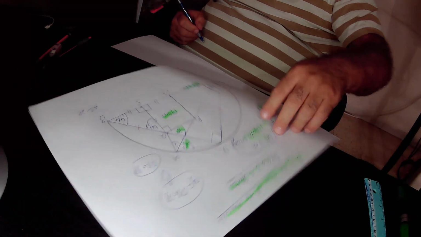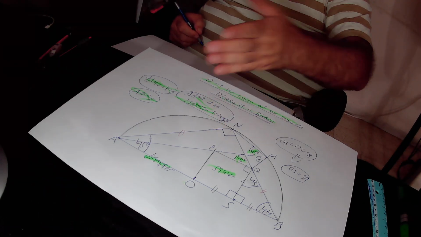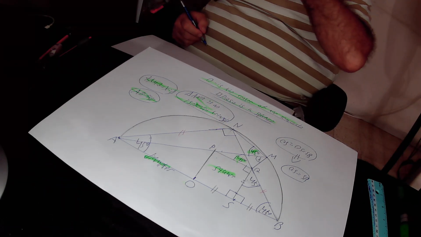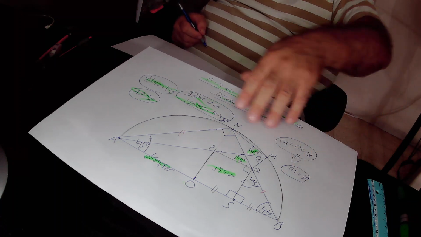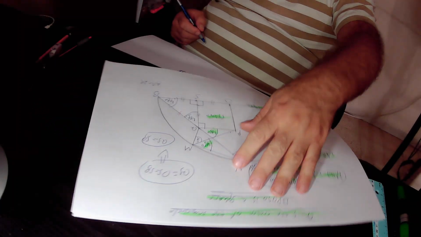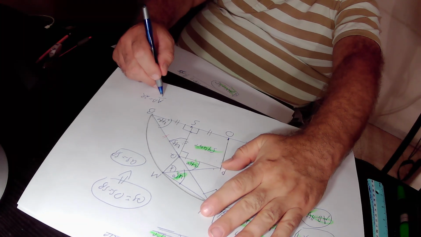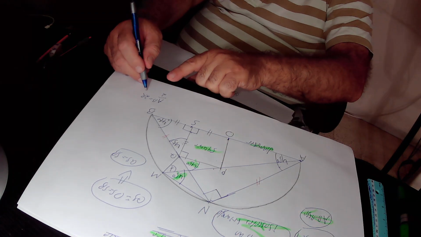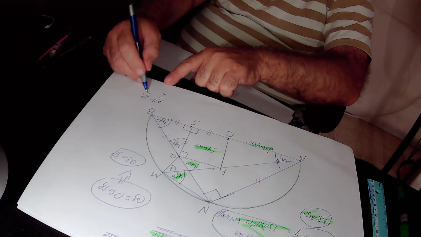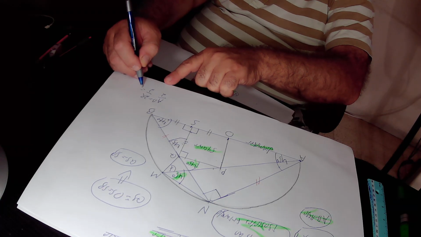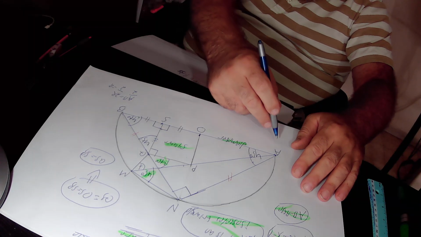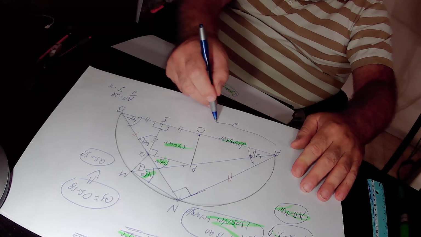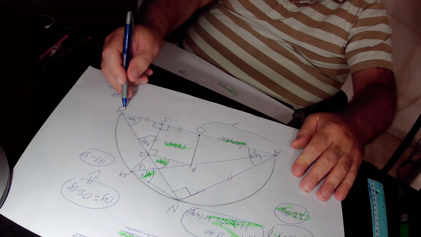So the perpendicular from point N to the base AB bisects the base AB. So each half must be equal to AB over 2. AB over 2 is 2R over 2 because AB equals 2R. 2R over 2 is R. So the first half is R, and the second half is also R. It is actually the radius of this semicircle.